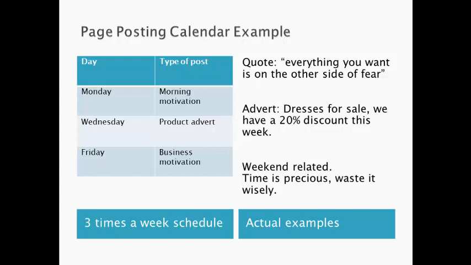So let's look at some actual examples of what you'd post. Let's say on Monday, you can post a quote like this: everything you want is on the other side of fear. This is a quote by Jack Canfield. So you can post it like that. We'll see some actual examples, some actual pictures you can use. So on Wednesday, you can post a product advert. For example, you can say dresses for sale. We have a 20% discount this week. So that is a direct product advert.